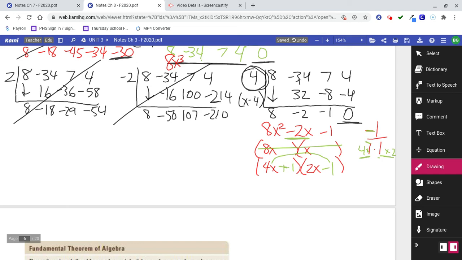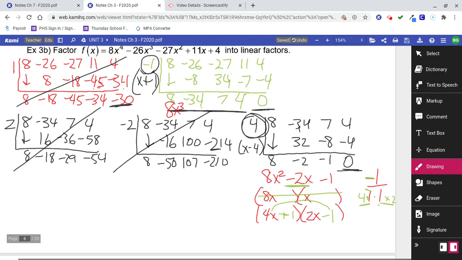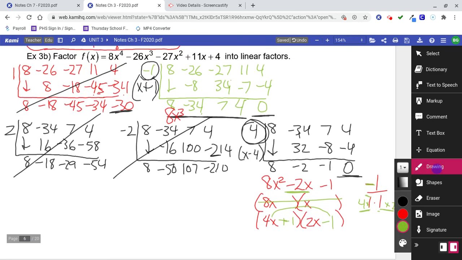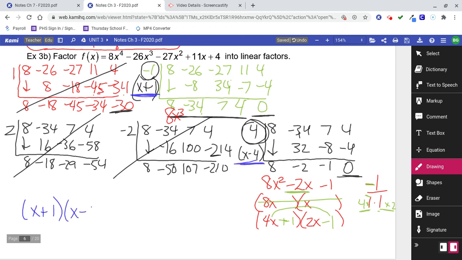Okay? I've got that thing factored, but wait a minute. Remember what we had. We found this factor, x plus 1. And then we found this factor, x minus 4. And then we had these two factors over here, 4x plus 1 and 2x minus 1.